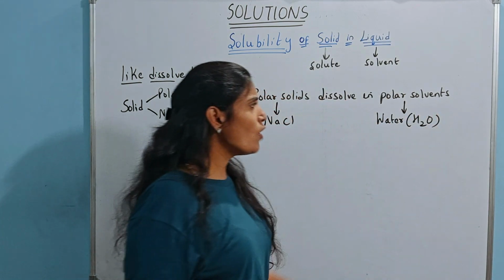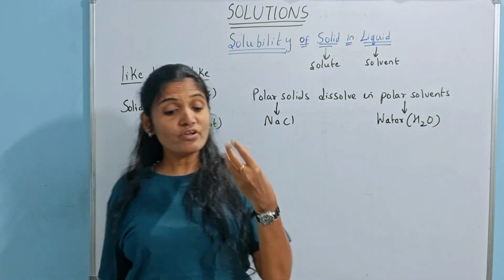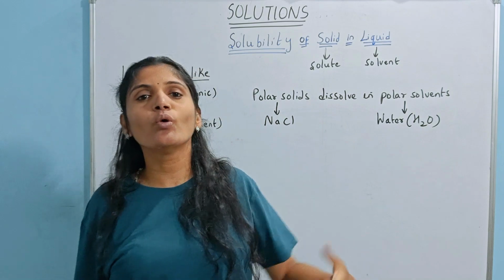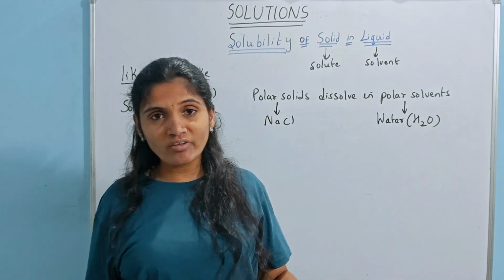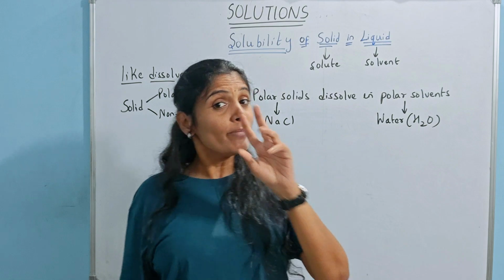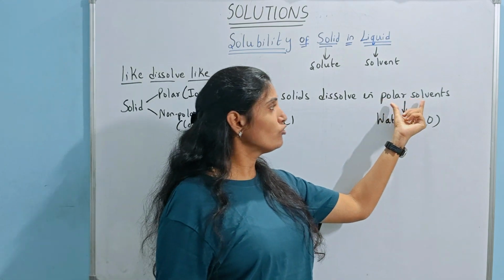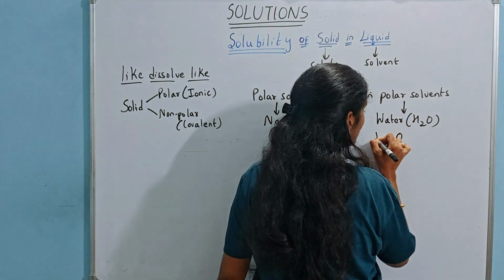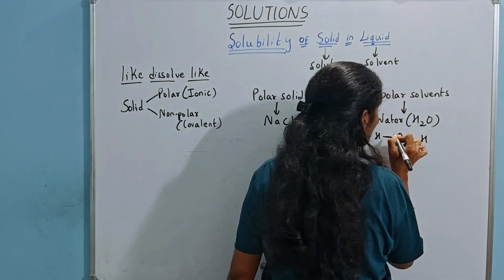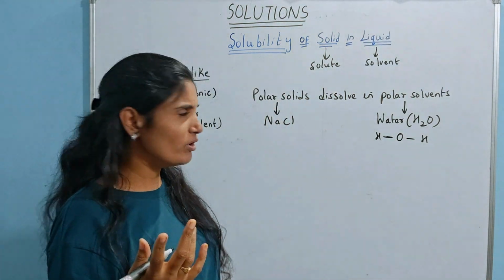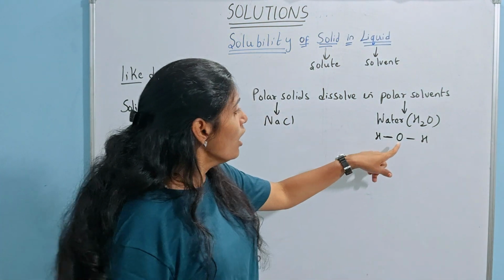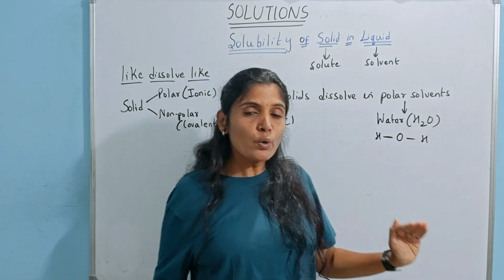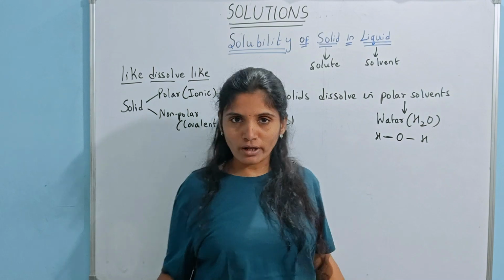Now you may have a doubt: how is water polar? Why is water polar? Because you know that H2O is a covalent compound. The bonds between oxygen and hydrogen are covalent bonds. But still, when I am talking about a polar solvent, I am talking about water. I have already taught you this in the previous concepts: even in covalent bonds, you have polar covalent bonds and non-polar covalent bonds.